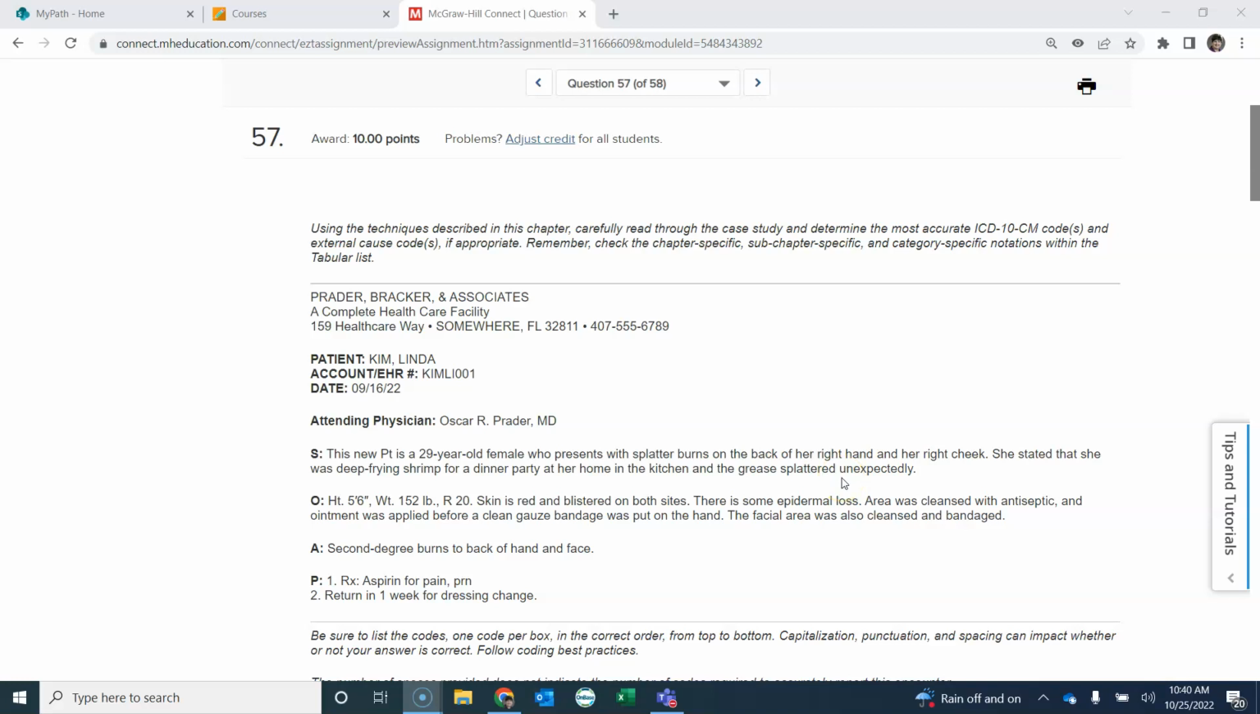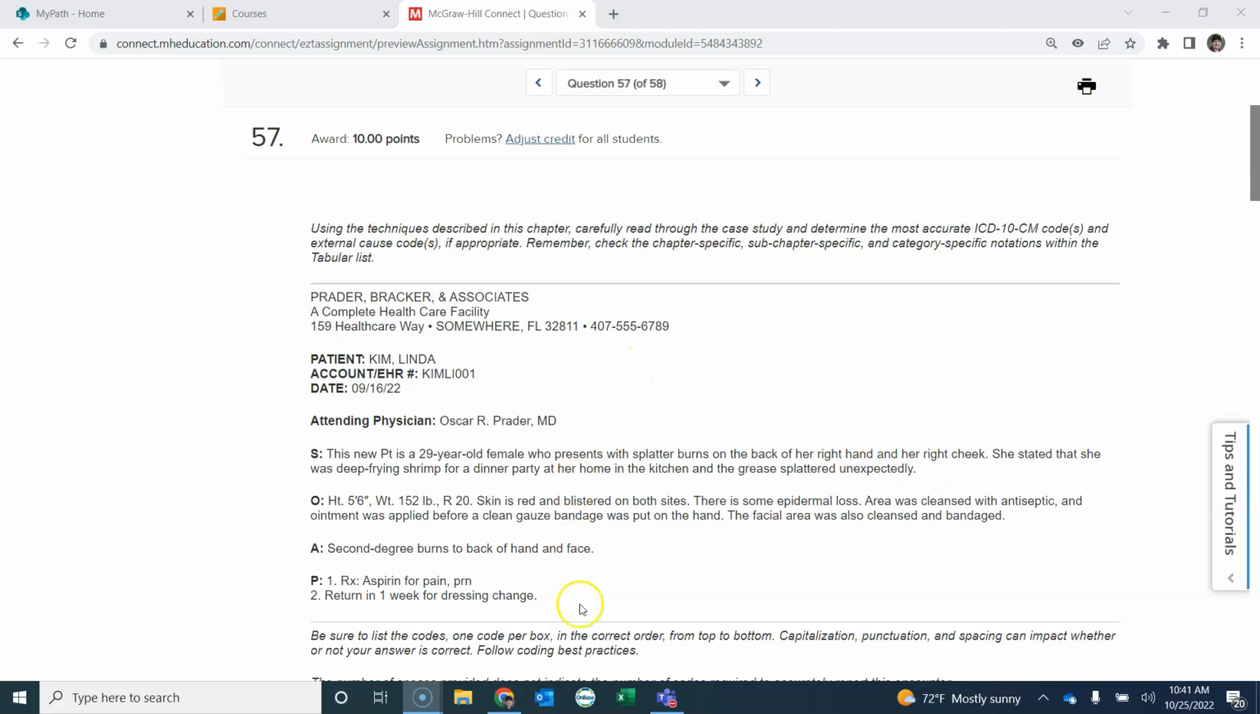So that other case we talked about, it said deep frying. We weren't really sure whether it was from the oil or from the heat, and we had to kind of guess it was from the oil. So in this case, it is saying deep frying shrimp and the grease splattered. So we know the burn in this case is from the grease or the hot oil.